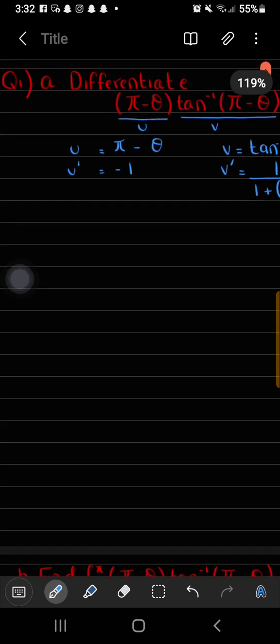So simply we will apply the product rule which we had learned in O level, IGCSE Add Maths and AS level mathematics, I think so.